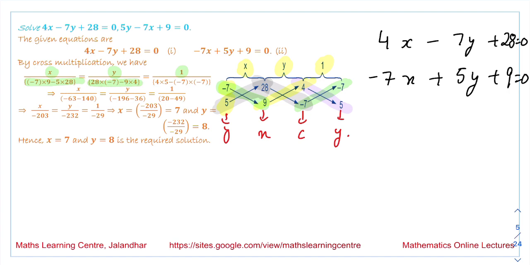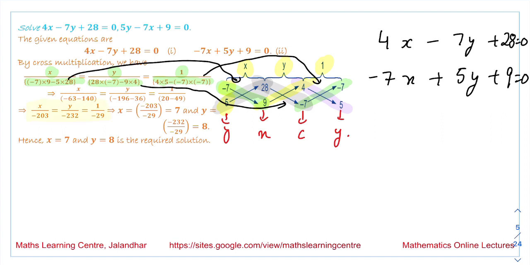These are the values we are getting by these terms over here. This is cross multiplication of the first, this is cross multiplication of the second, and this is cross multiplication of the third term. And we will solve these values, we will get x over minus 203, y over minus 232, and that is equal to 1 over minus 29, and we get these two values of x and y.